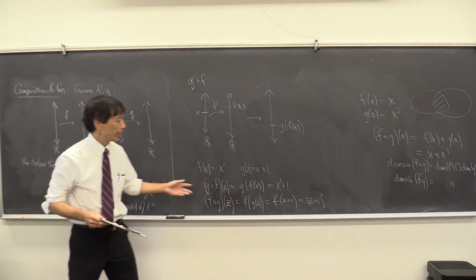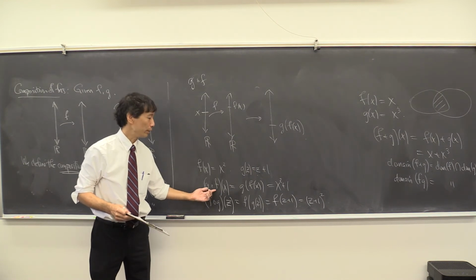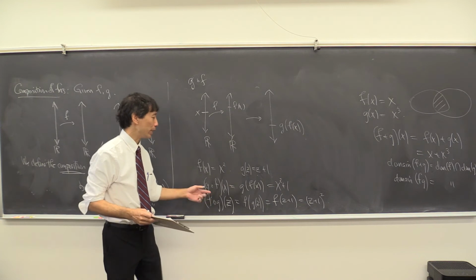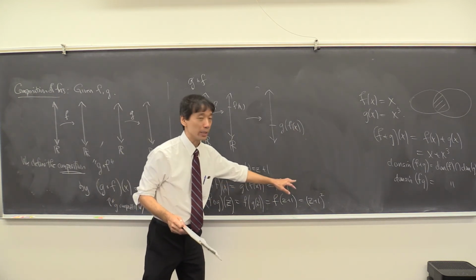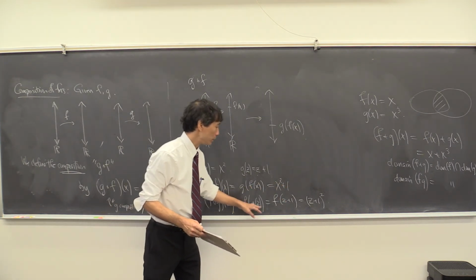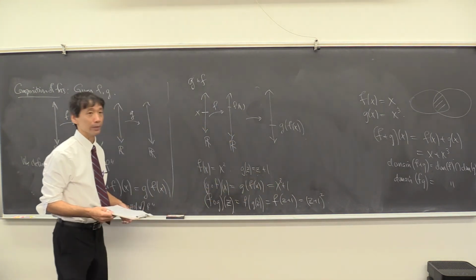Okay. Notice that the composition is different. The order is important. If you change the order of the composition, the function changes. g composed with f is the function that takes your input, squares it, and adds 1. The opposite one is you take your input, add 1 to it, and then square it. That's very different.